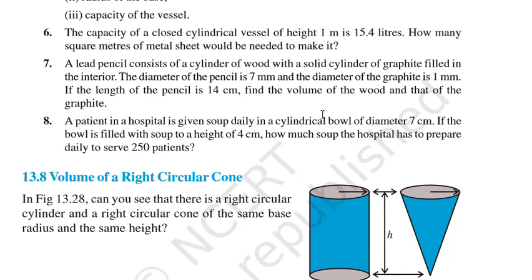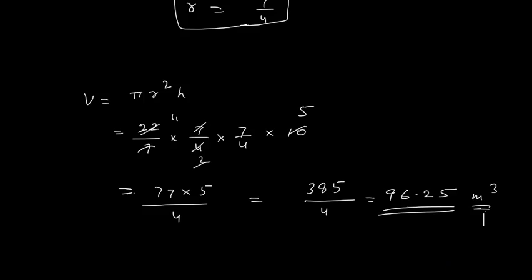Sixth problem: the capacity of a closed cylindrical vessel of height 1 meter is 15.4 liter. How many square meter of the metal sheet would be needed to make it? So volume in liter is given, height is given. We have to find the area of the metal sheet required to make the closed cylindrical vessel. So let us write volume. Volume is 15.4 liter. Height h is 1 meter.